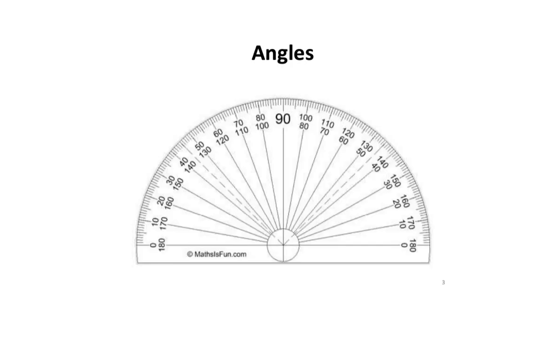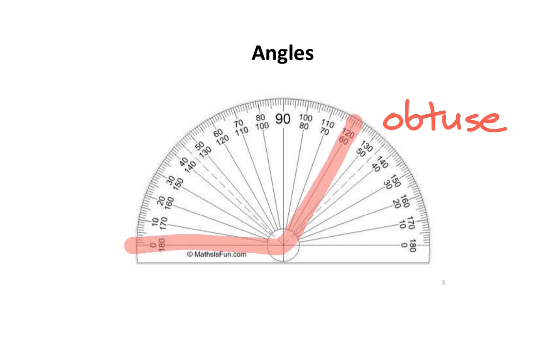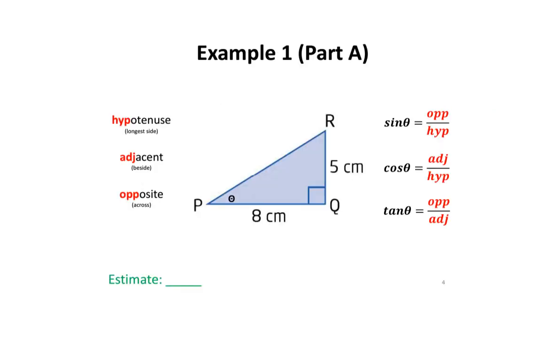This tool is a protractor and it helps us measure angles. This would be a 90-degree angle. Anything smaller than 90 degrees is considered an acute angle. For example, this is a 60-degree angle and it is also an acute angle. While anything larger than 90 degrees would be considered an obtuse angle. For example, this angle is 120 degrees. This would also be considered an obtuse angle.